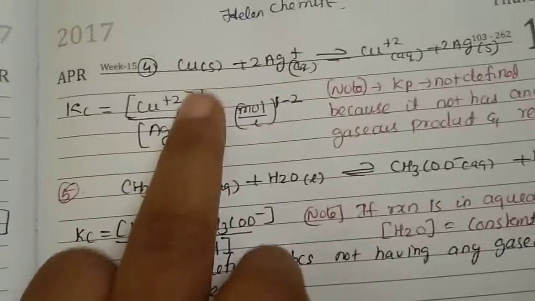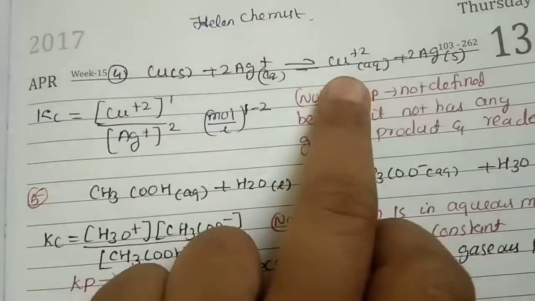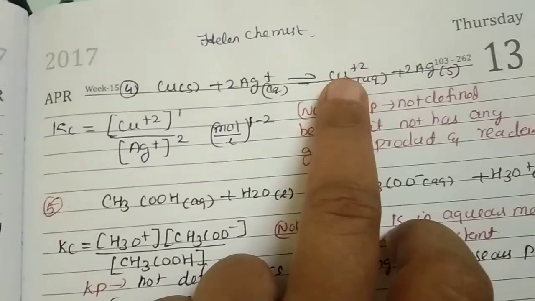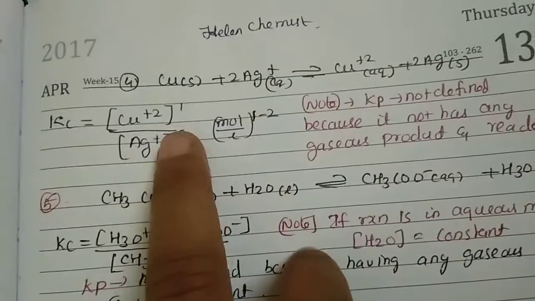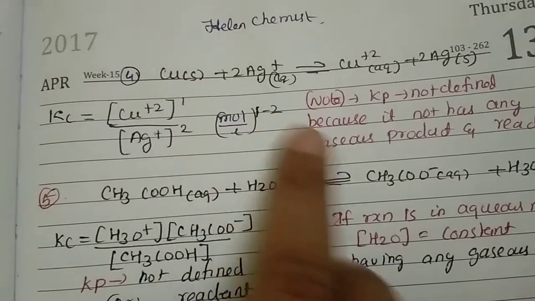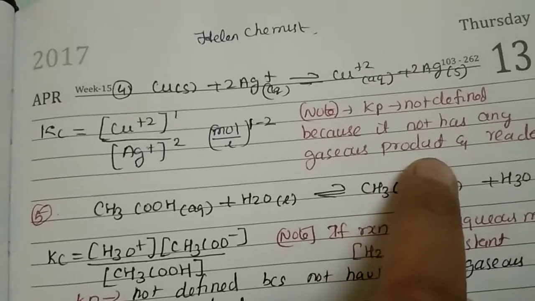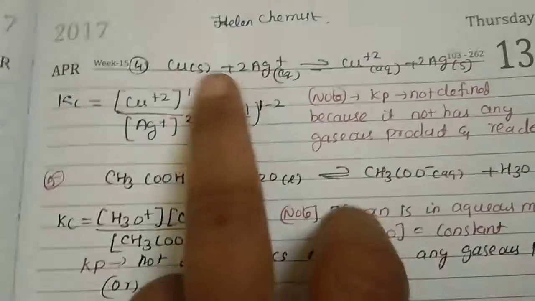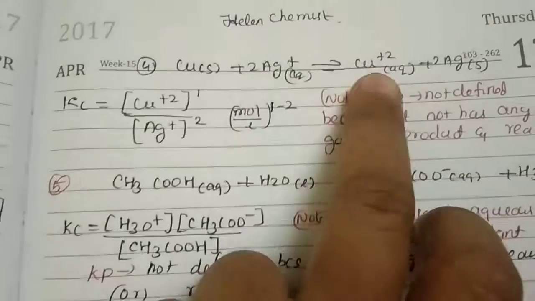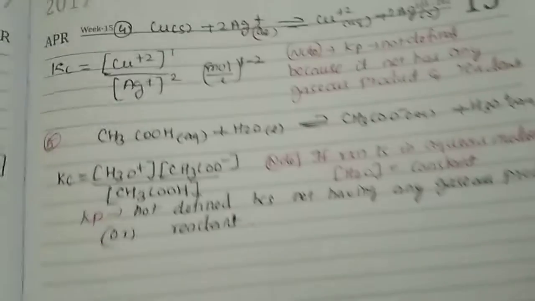Then Cu solid plus 2Ag+ aqueous gives Cu2+ plus 2Ag. Then Kc equals [Cu2+] divided by [Ag+]^2. So mole per liter power 1 minus 2. Note, Kp is not defined because it does not have any gaseous reactant or product. See, solid, aqueous, solid. So none is in the gaseous state, so we cannot predict the Kp value for this equation.